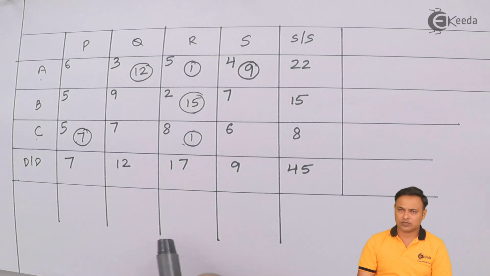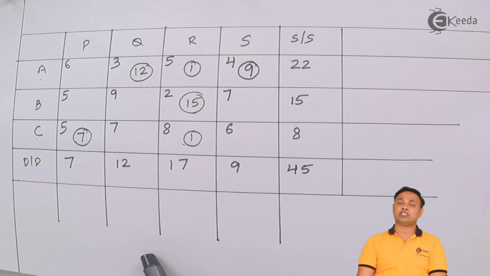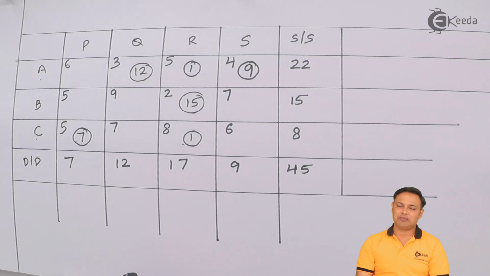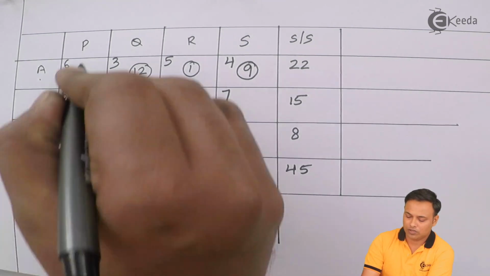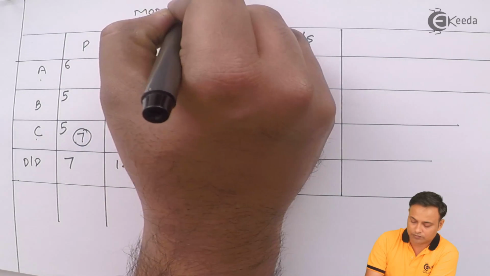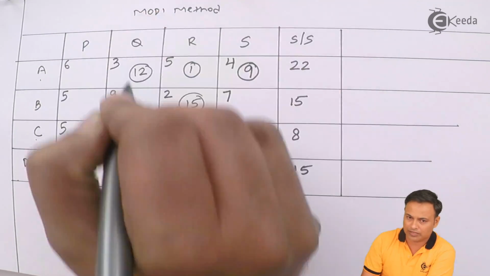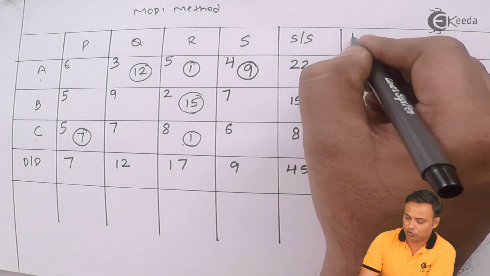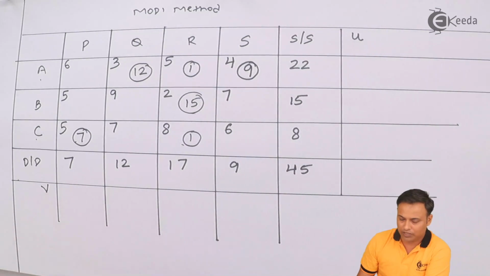The problem asks us to find out the optimal solution and check whether the transportation schedule given by the shipping clerk is optimal or not. Let's try to solve it by the Modi method. So I'll just give the heading Modi method. Here we have U, here we have V.